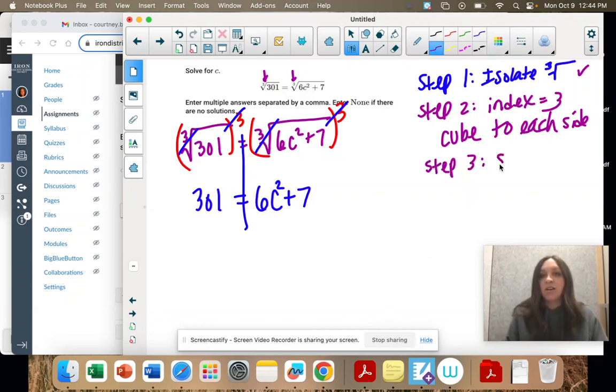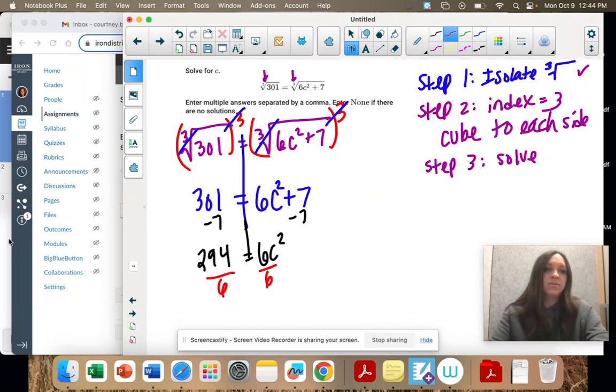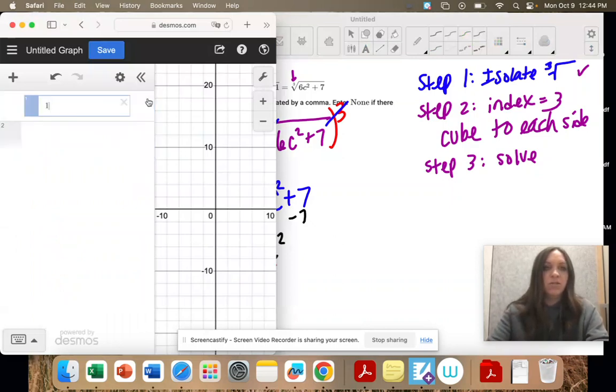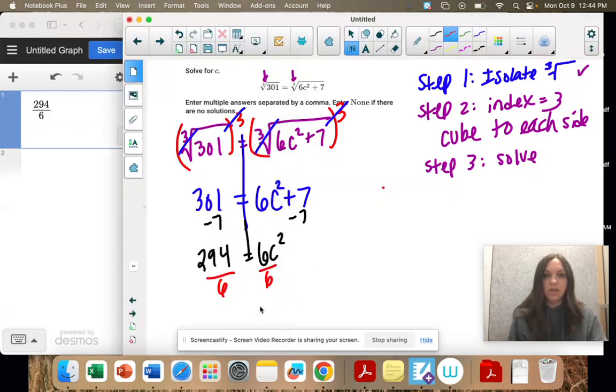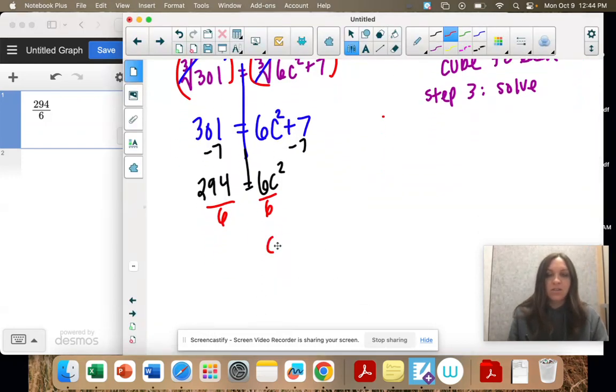Step 3 is solve. So I have a c squared, which means I'm going to have to take a root. I'm going to try and get this together and see what we get. So I have 301 minus 7, which is 294. And then divide both sides by 6. So 294 divided by 6. Oh, lucky, it worked out. So c squared equals 49.